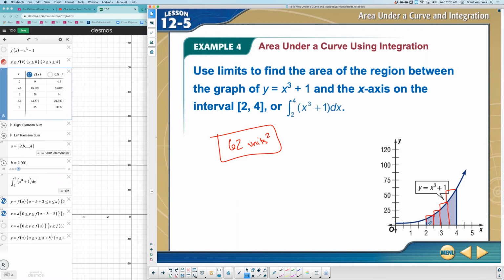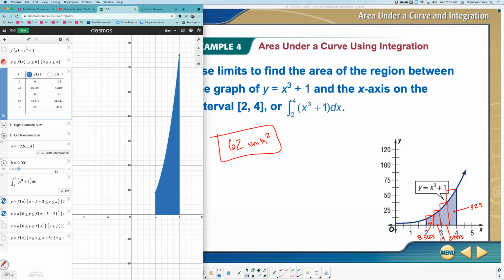So this area right in here would be like 8.3125. This area right there would be the 14. This area is the 21.9375. And finally, this area right in there would be 32.5. And if you added those up, you'd see that that is an overestimate that is greater than the 62. And so I'm just trying to show you the difference of what's happening. That would be looking at this Riemann sum.